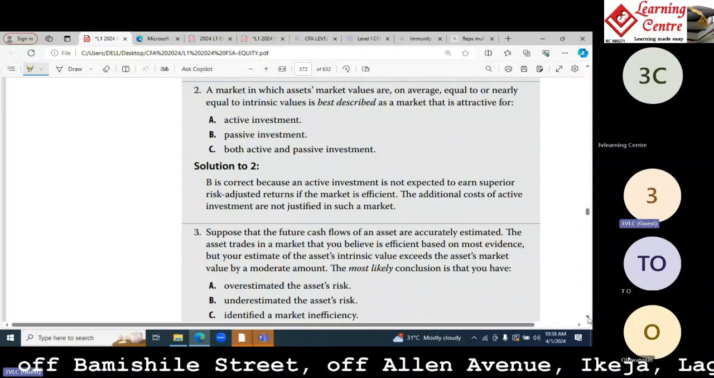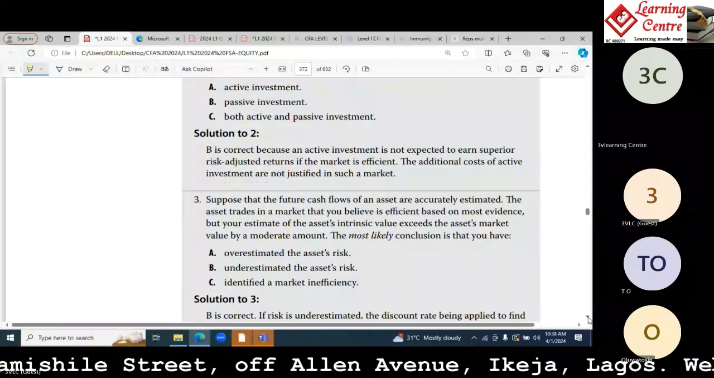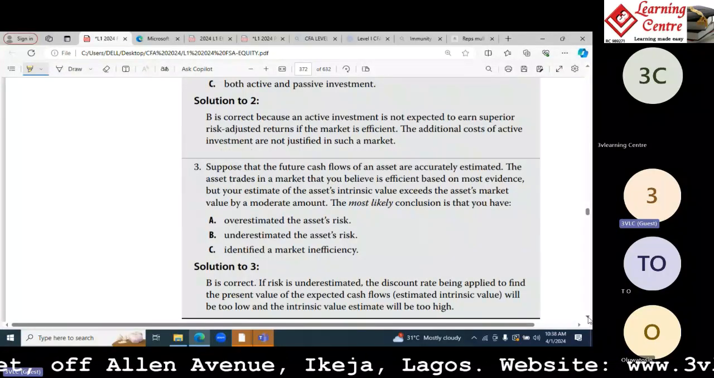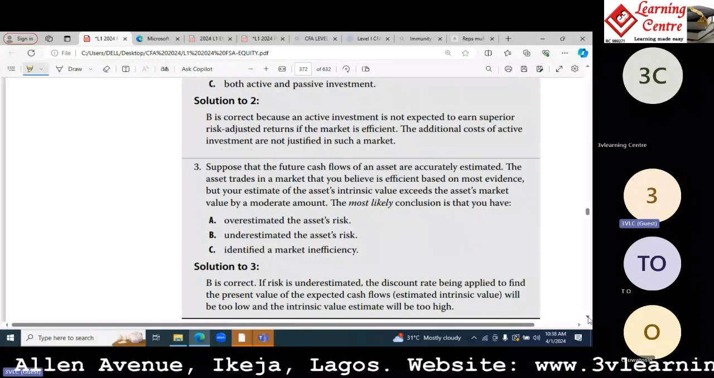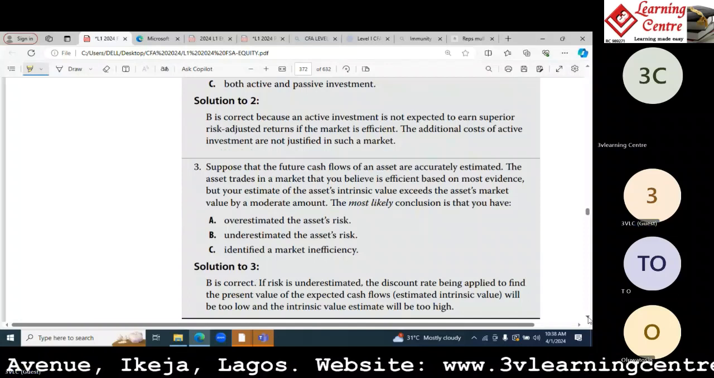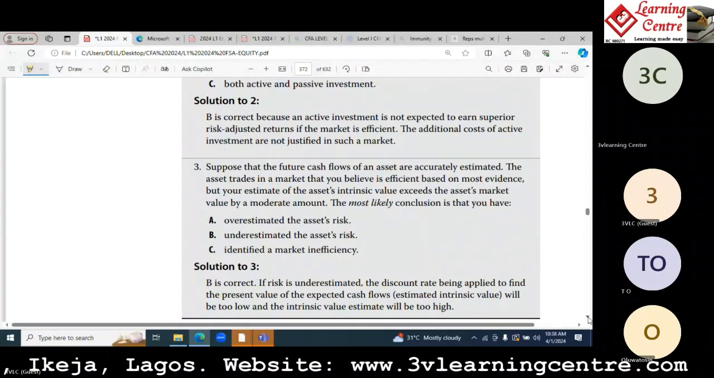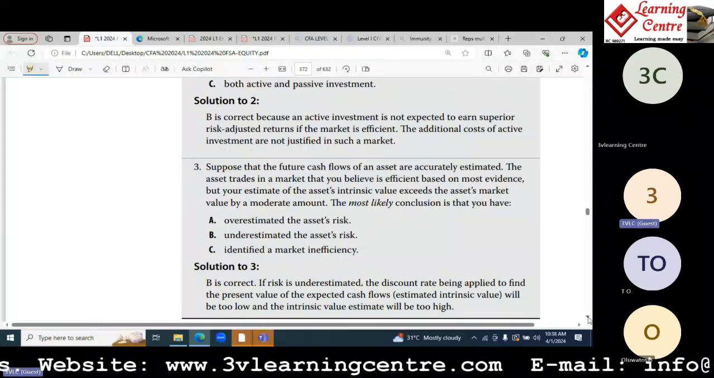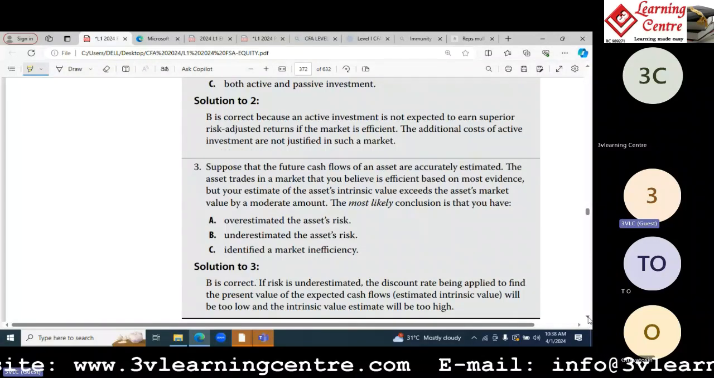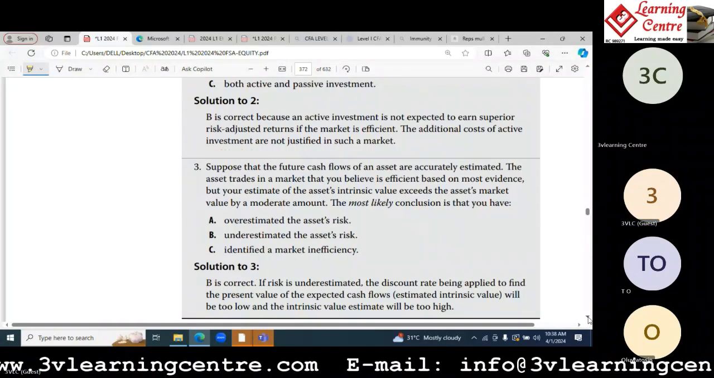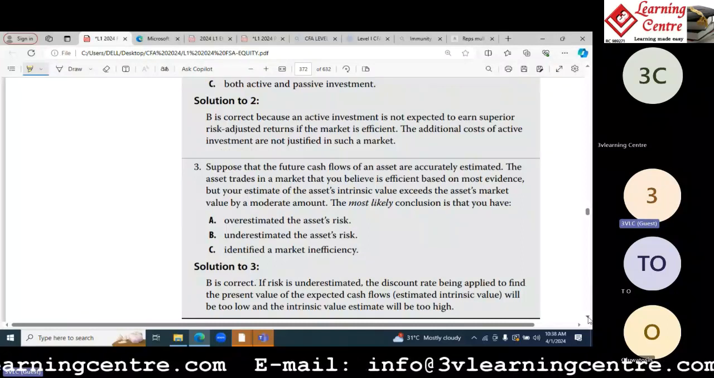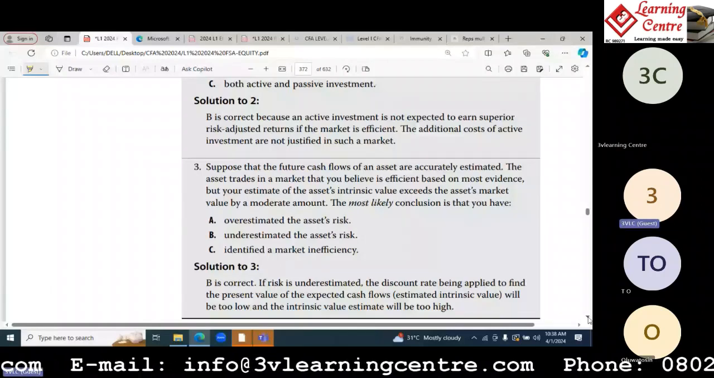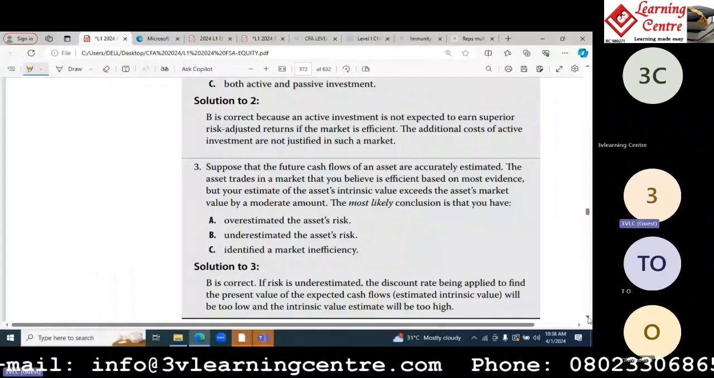I would also go with B. Yeah, I will also go with B. Because if you look at what they're trying to say here, naturally the market is efficient. That means the asset should be fairly valued. Now, you did your own calculation and you are seeing that your intrinsic value is a bit higher than the market value. Then it means that you must have underestimated a particular risk.